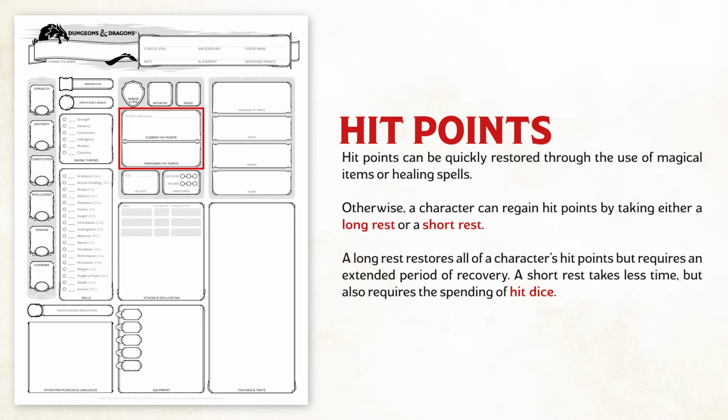Hit points can be quickly restored through the use of magical items or healing spells. Otherwise, a character can regain hit points by taking either a long rest or a short rest. A long rest restores all of a character's hit points but requires an extended period of recovery. A short rest takes less time but also requires the spending of hit dice.